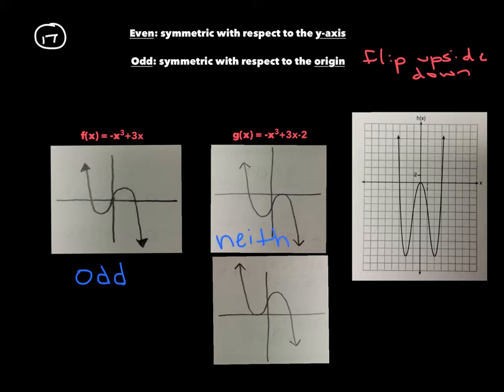And then finally, if we look at h of x, that picture is given to us, and we can clearly see that this one is symmetric with respect to the y-axis. If you were to fold along the y-axis, one half would fold directly on top of the other half. So we could say this one is even.